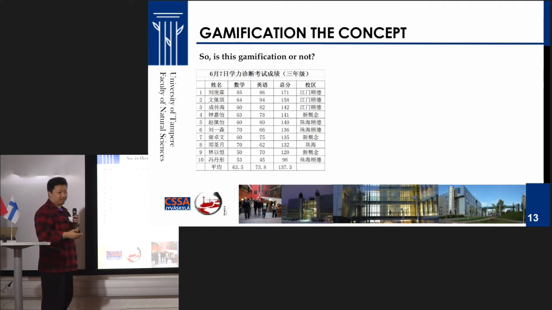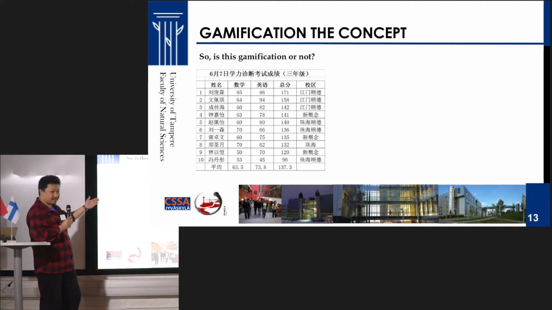So what are these ones? Everybody has had, like when we were in middle school, exams, especially before the National University Entrance exam, with different subjects. What do you think of this? Is this gamification? But actually this is.